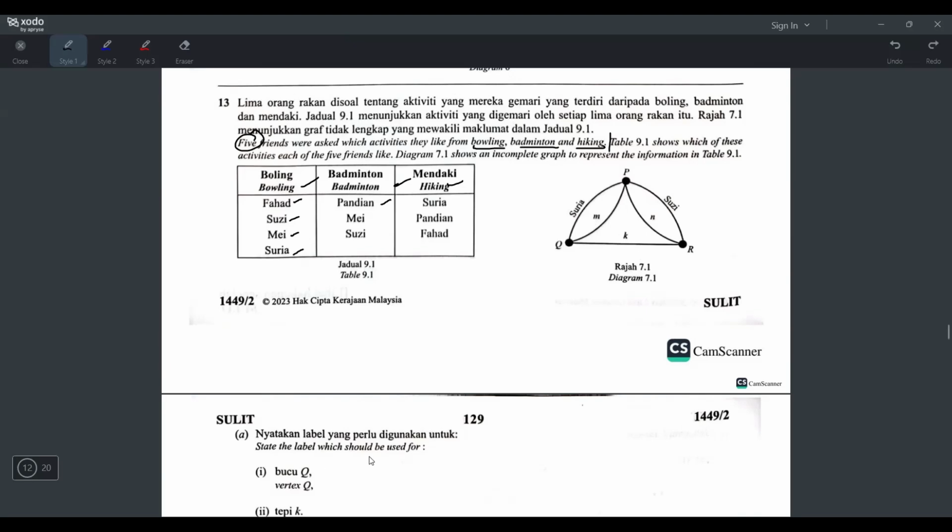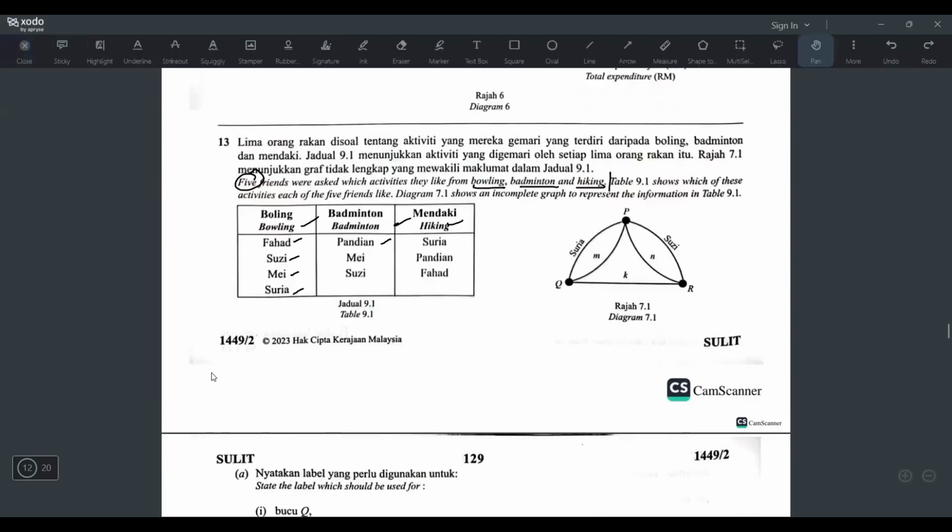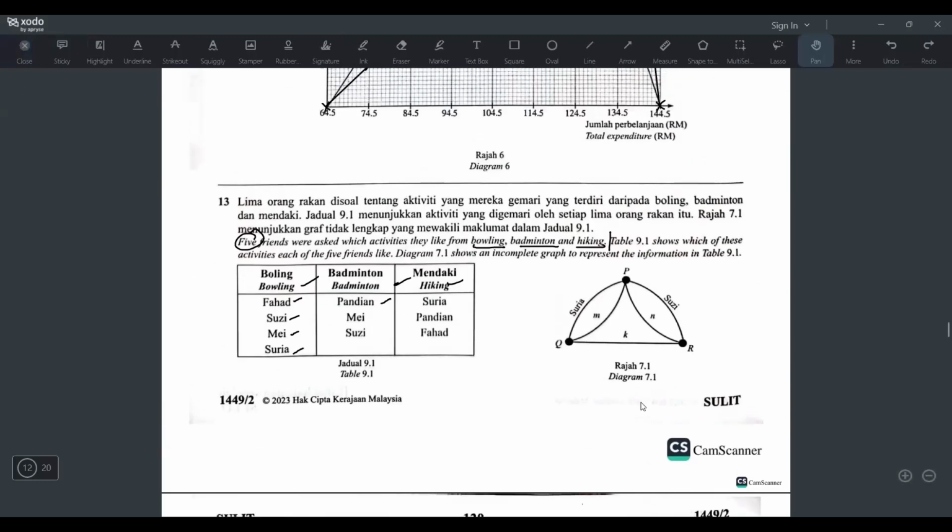So A says state and label which could be used for vertex Q and the HK, the PK. Okay, I don't care what they want. I will just find everything. Okay, I'll just cari semua. Okay, so we have to label everything. So first of all, I need to start to label. Okay, how do we check? Macam mana kita nak tahu? First, kita kena tengok Surya first. Because they already labeled the Surya for me. So Surya ada dekat mana? Ada dekat hiking and ada dekat bowling. Right? Surya, hiking and bowling. So it means the P and Q, it has to be hiking, bowling ataupun bowling, hiking. Okay?